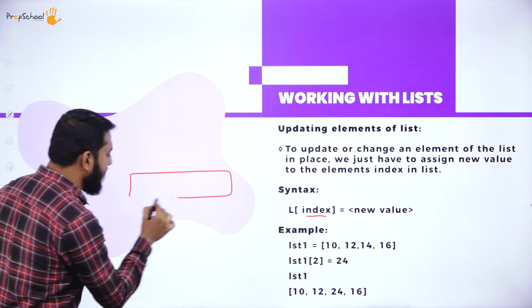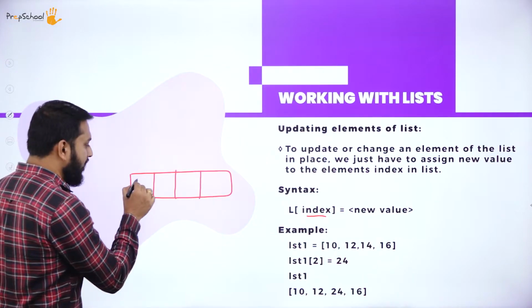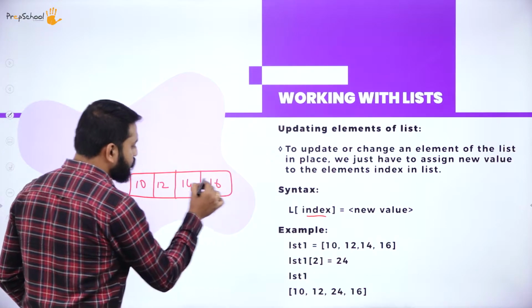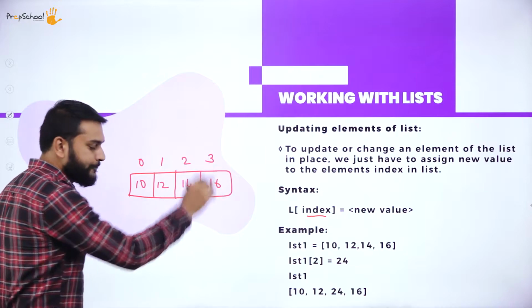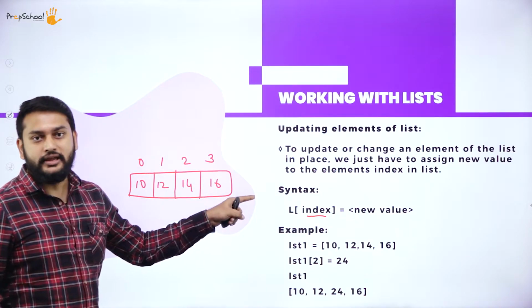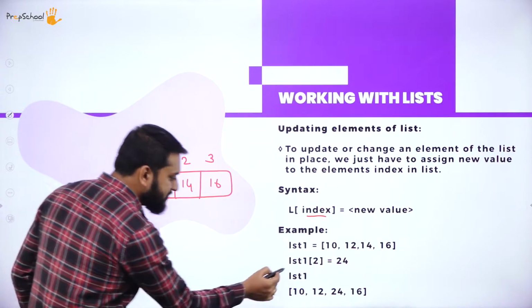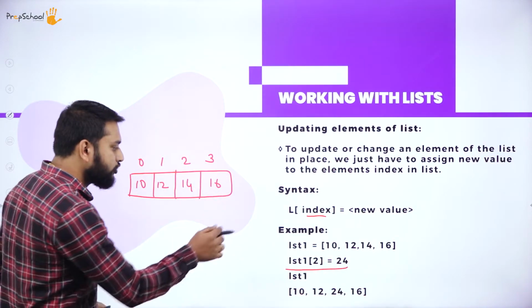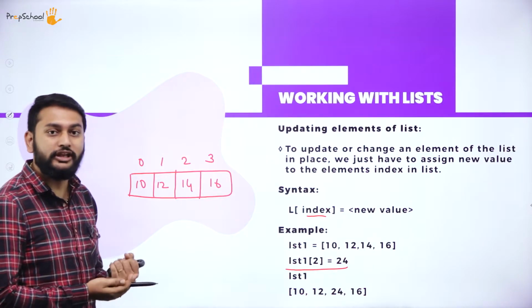Let's check how exactly it looks in the memory representation. So what is the first element that I have? I have 10, and then I have 12, 14 and 16. So the index of this 10 is 0, 1, 2 and 3, right? When I have 0, 1, 2, 3, so guys, how do I access? So what exactly is this statement all about? list1[2] = 24. How do I do that? What is the meaning of it?